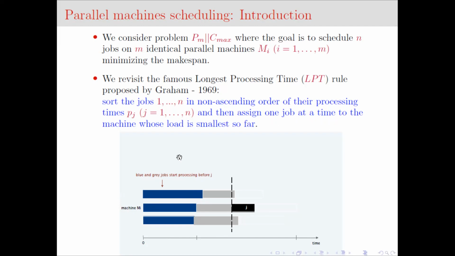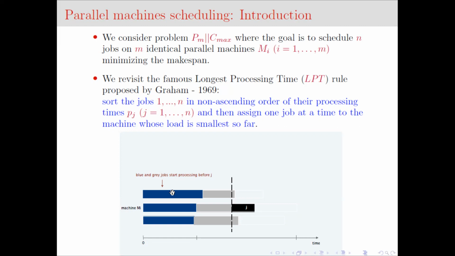The longest processing time rule is very simple. It just says sort the jobs in decreasing order, or to be more precise, in non-ascending order, and then assign one job at a time to the machine whose load is smallest so far.